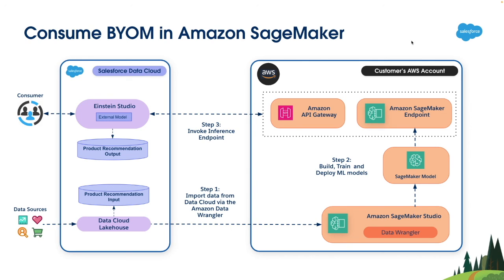We then configured, that's the upper left part of this diagram, Einstein Studio. We essentially registered our Amazon SageMaker endpoint, provided the input and output data that we're expecting, and then fed all the account contacts that we have in our Salesforce environment into the SageMaker model and got a product recommendation output for each individual account contact.